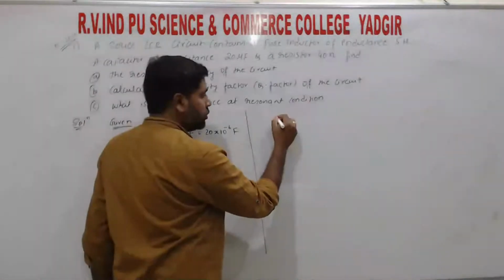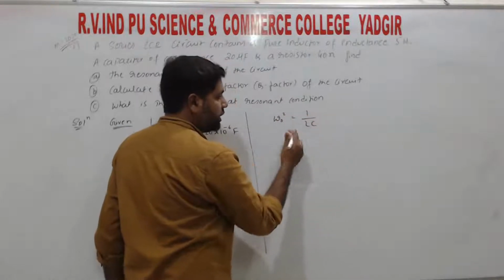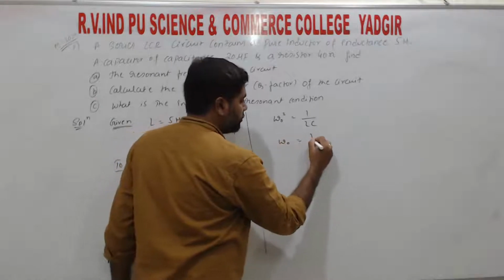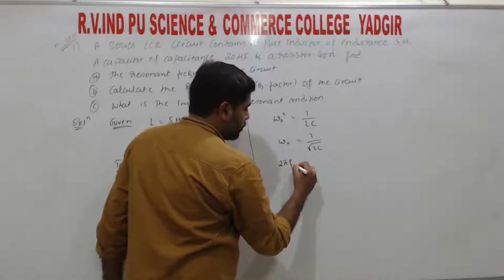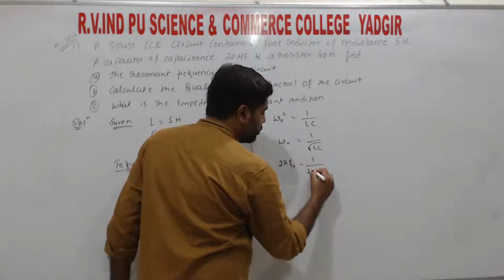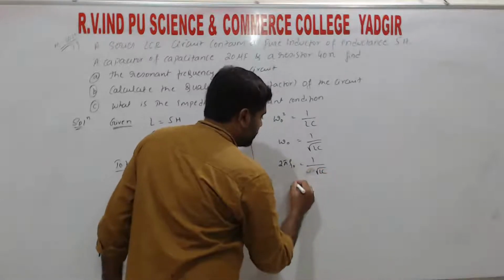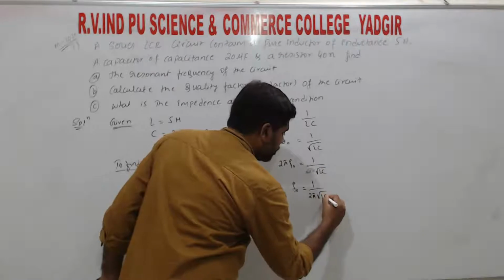So we know omega naught square is equal to 1 divided by LC, or directly we can write omega naught is equal to 1 by root LC, or 2 pi F naught is equal to 1 by root LC. So F naught is equal to 1 by 2 pi root LC.